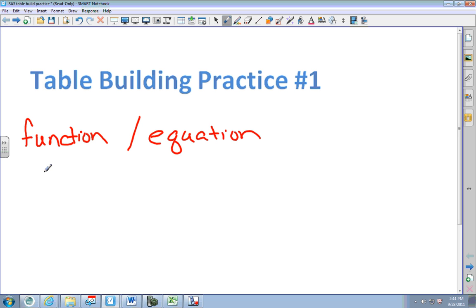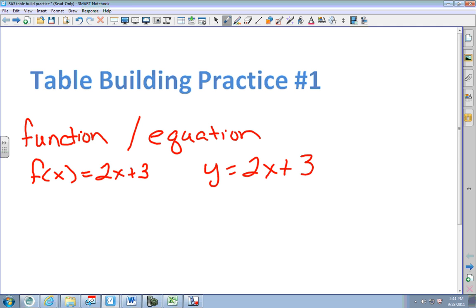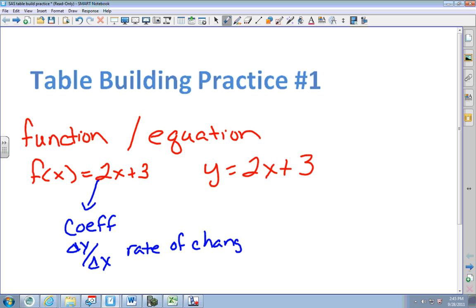Whether you're writing it as f of x equals 2x plus 3, or you're writing it as y equals 2x plus 3, an equation and a function, this is what we're talking about. I want to remind you that the number in front of the x is called the coefficient. We also call it delta y over delta x. It is called our rate of change. These are some things that we can call it.